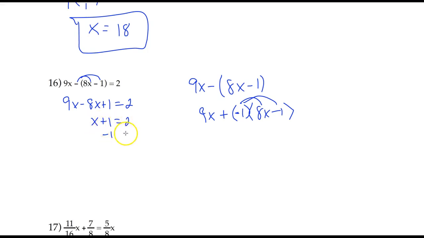x plus 1 equals 2. And we want to subtract 1 from both sides. That cancels. And of course, 2 minus 1 is 1. And so that will be our solution to that equation.